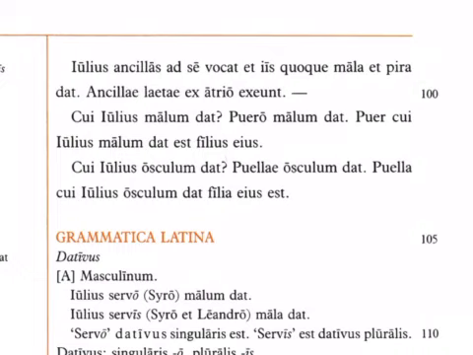Puero malum dat. He gives the apple to the boy. Puer cui Julius malum dat. The boy to whom Julius gives the apple, or to which Julius gives the apple, est filius eius, is his son. Cui Julius osculum dat? To whom does Julius give a kiss? Puellae osculum dat. He gives a kiss to the girl. Puella cui Julius osculum dat, filia eius est. The girl to whom Julius gives the kiss is his daughter.